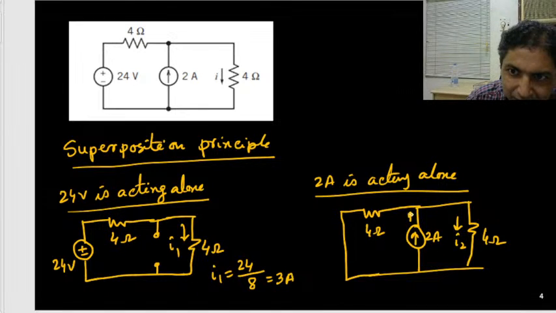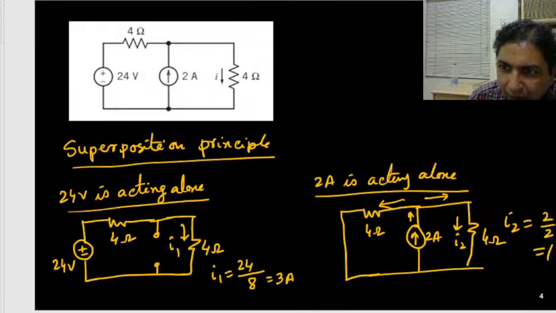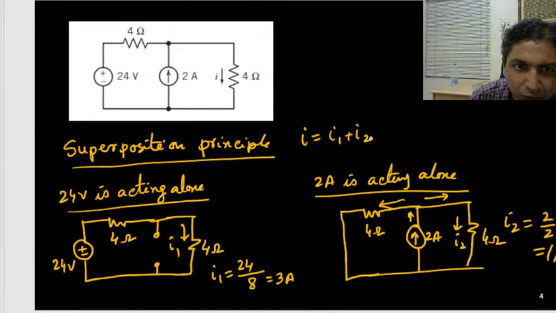So this is 2 ampere. It is now divided in 2 branches, and these 2 branches have equal resistance, 4 and 4, so it is equally divided. So I2 is simply half of that, 2 by 2, that is your 1 ampere. So I2 is 1 ampere, I1 is 3 ampere. So the total current I will simply be I1 plus I2, according to the superposition principle, addition of these individual currents. So it is 3 plus 1 equals 4 ampere.